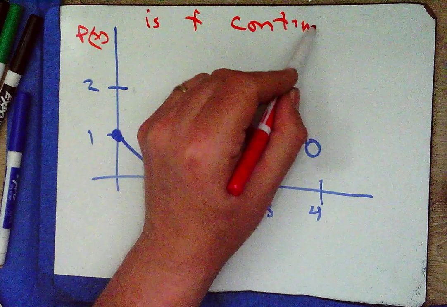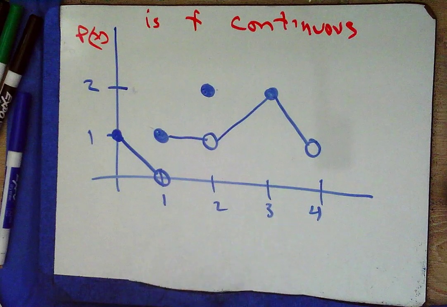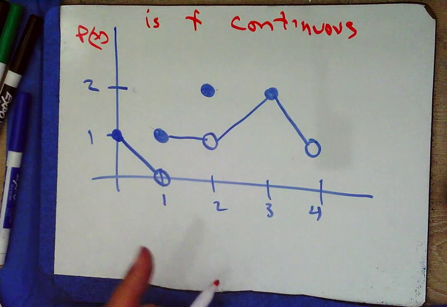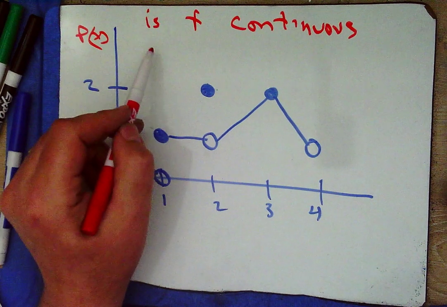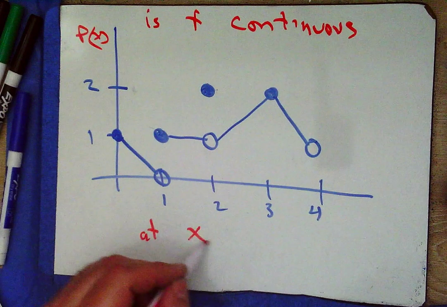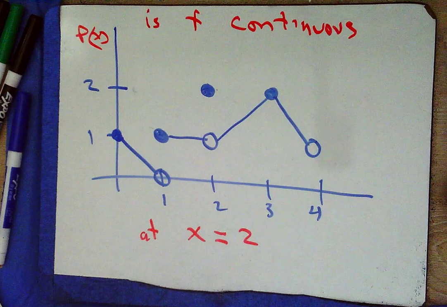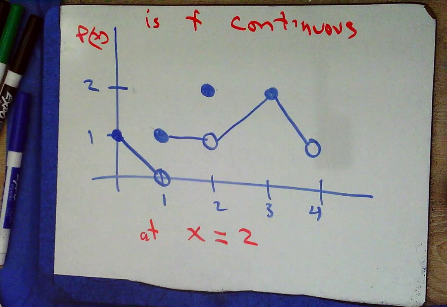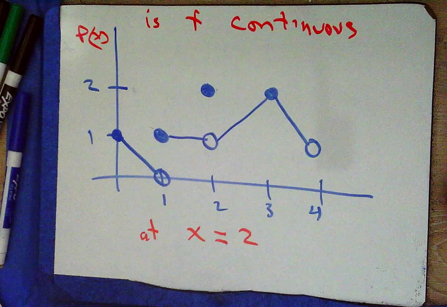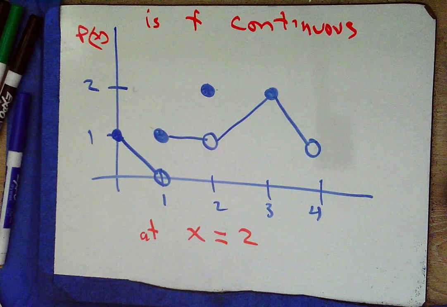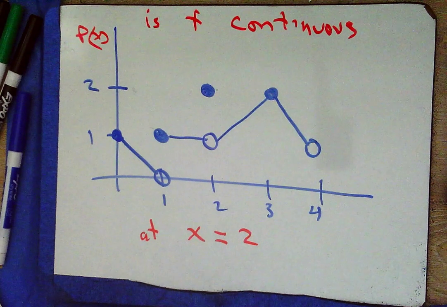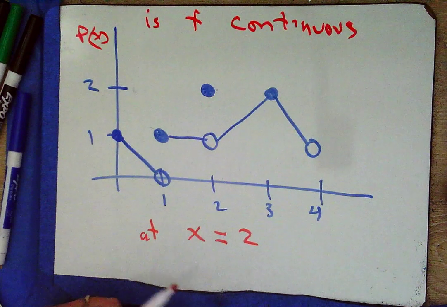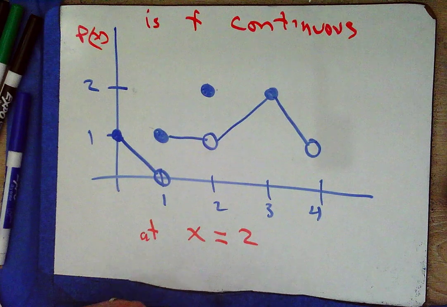So let's say, is f continuous? And why don't you see if you can explain if f is continuous at x equals 2? Why don't you pause the video and explain whether or not f of x is going to be continuous at x equals 2. Come back when you're done, or if you're not sure.